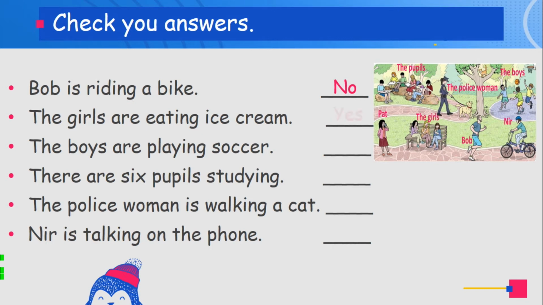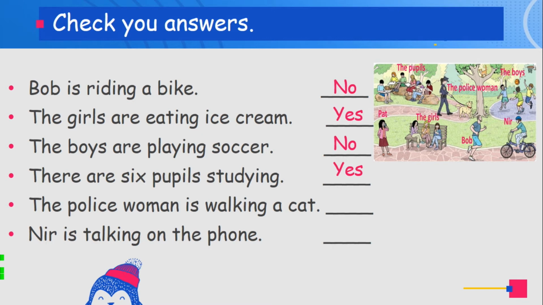Are the girls eating ice cream? Yes, the girls are eating ice cream. Are the boys playing soccer? No, the boys are playing basketball. Are there six people studying? Yes, there are six people studying.